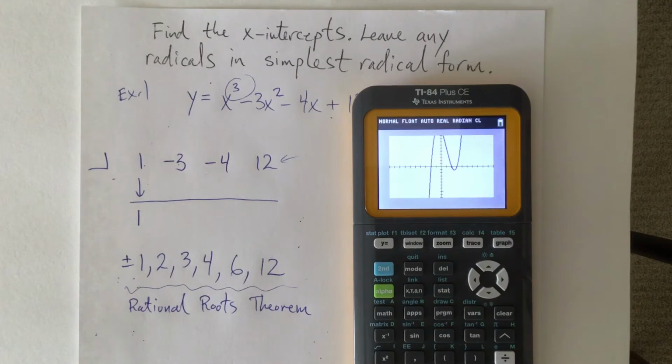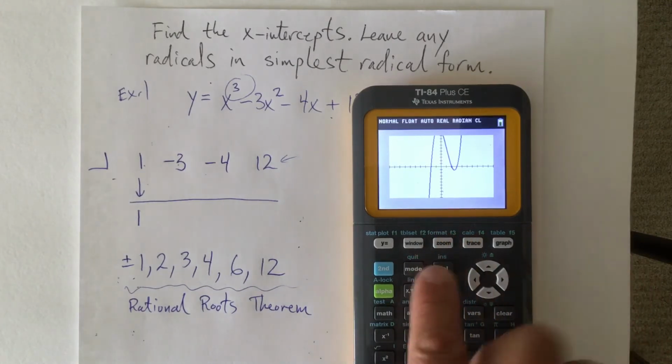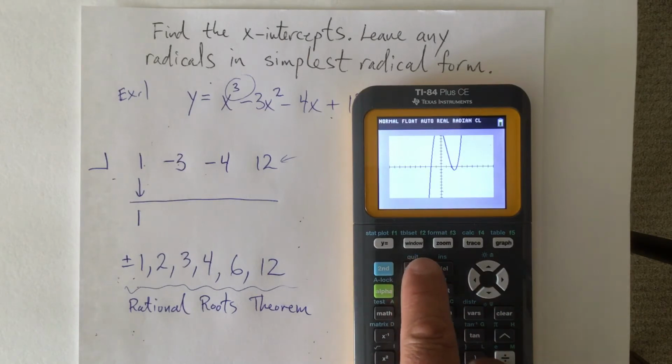Sometimes somebody will do something with the calculator and mess with what it looks like. That's called the window, by the way. Take a look at that. I'm going to hit this button just once. Window.